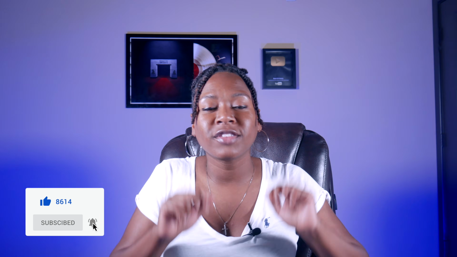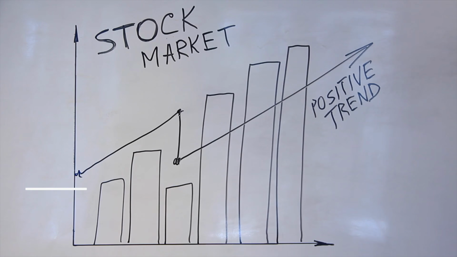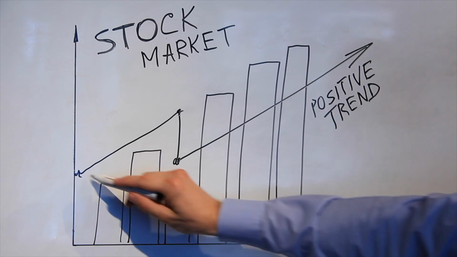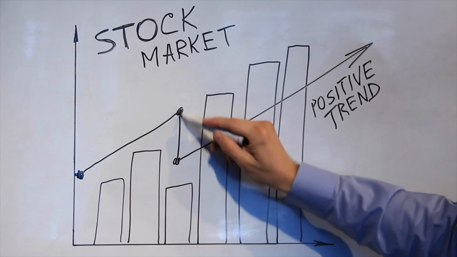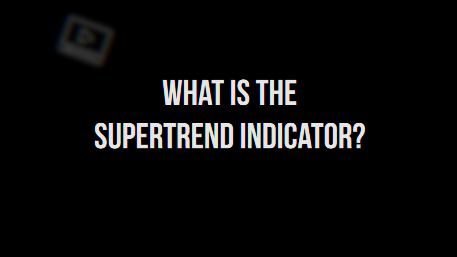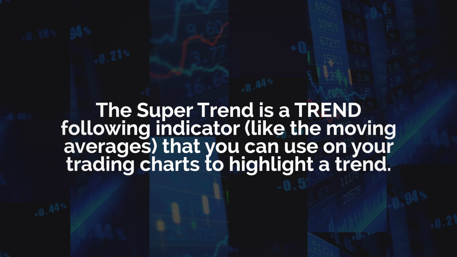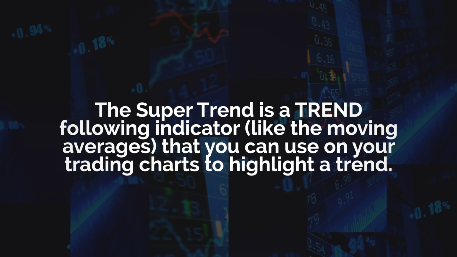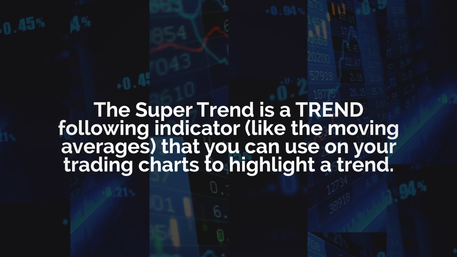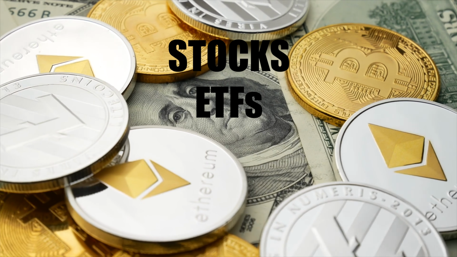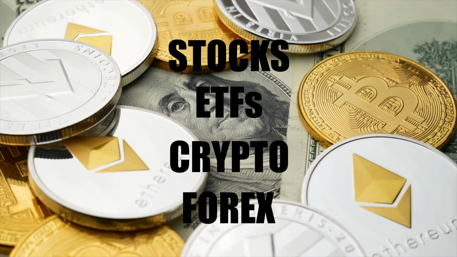Okay, so I know I've said this a lot on the channel. The trend is your friend. Okay, so the easiest style of trading that you can do is definitely trend trading. With that being said, what is the SuperTrend indicator? Clearly, as the name implies, the SuperTrend is a trend following indicator. So something like the moving averages that you can use on your trading charts to highlight a trend. And you can use this with stocks, ETFs, crypto, Forex, whatever.